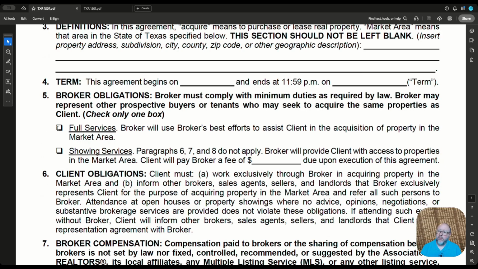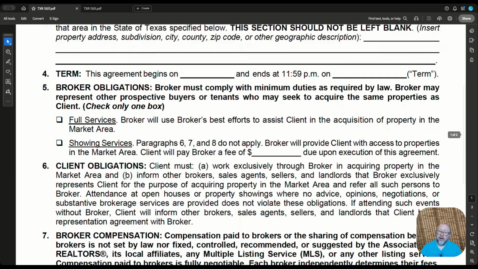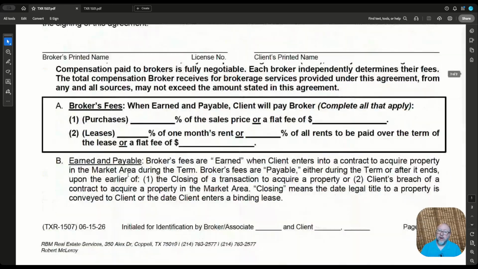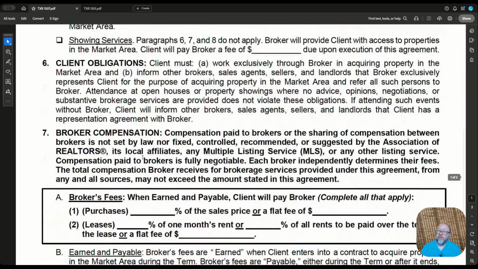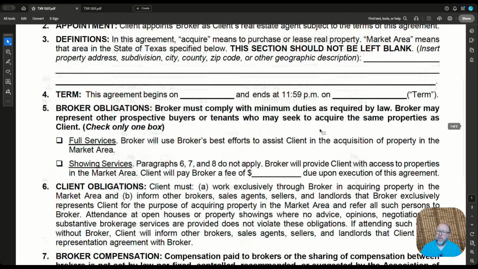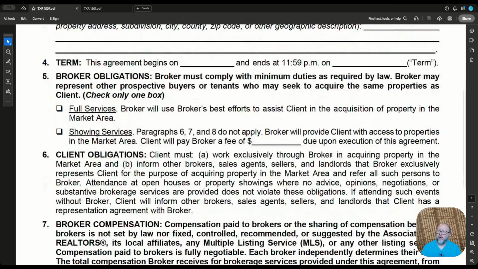So this also determines whether this is going to be a full service representation agreement, where the broker will use broker's best efforts to assist client in the acquisition of property in the market area, or whether this is simply a showing services agreement, where these client obligations, broker compensation, and intermediary issues don't exist, and essentially broker will provide client with access to properties in the market area, and client will pay broker a fee of X amount of dollars. I haven't spoken with anyone who specifically used this as a showing services agreement.